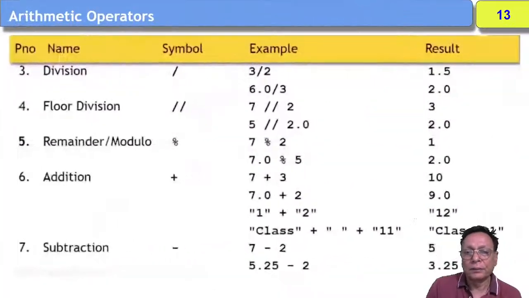The next operator is division. Obviously, if you divide the numerator by the denominator, it gives the usual meaning, the usual quotient. Like if you divide 3 by 2, obviously it will give you 1.5. If you divide 6.0 by 3, obviously it will give you 2.0. So it is 2.0 here.